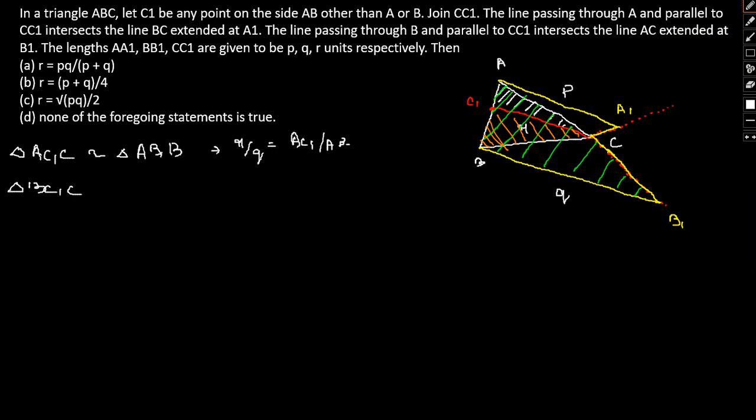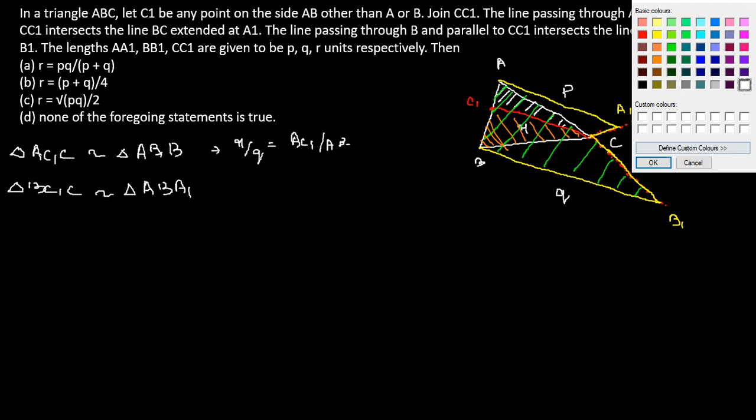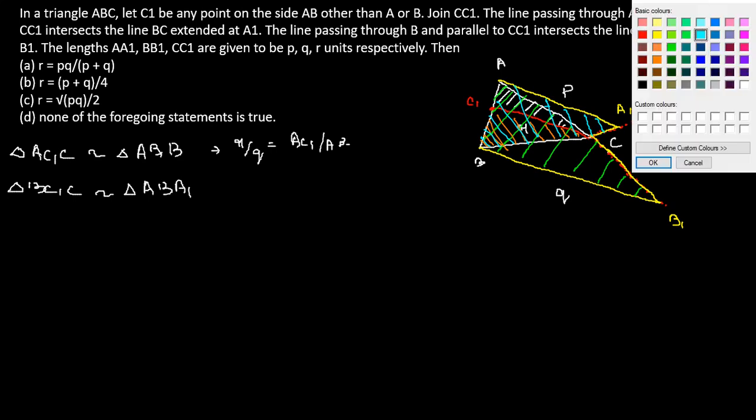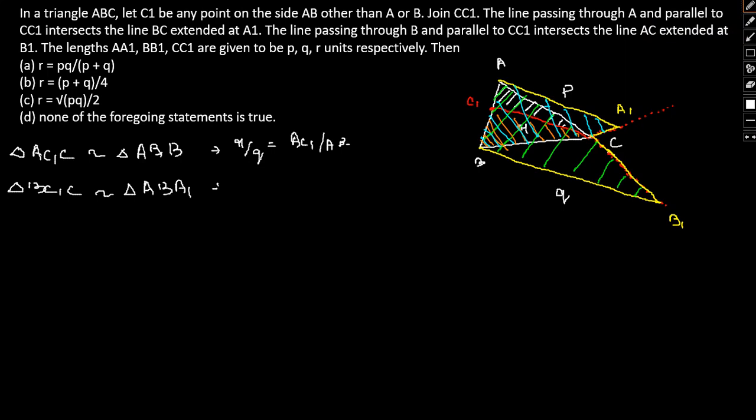ABA1. Let me highlight the same with a different color. ABA1 being this entire triangle. If they are similar, what it means is that R by P equals BC1 by AB. I hope this is clear.